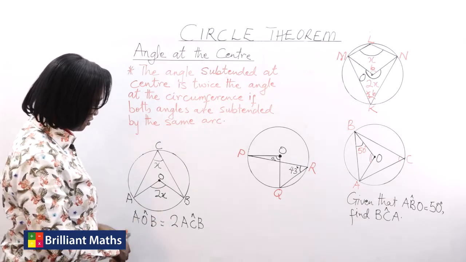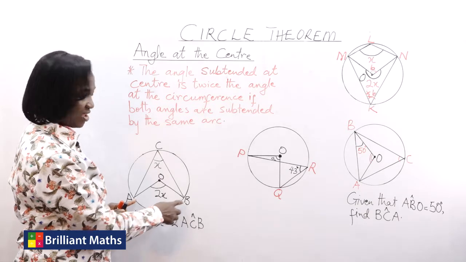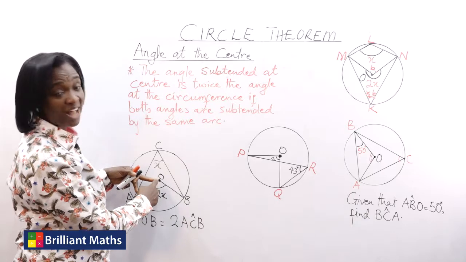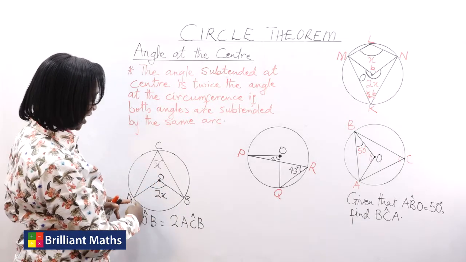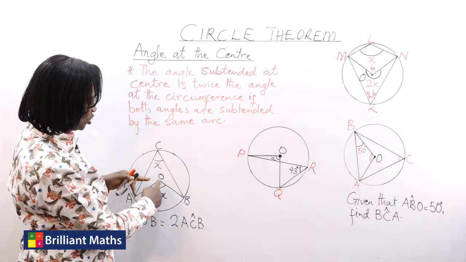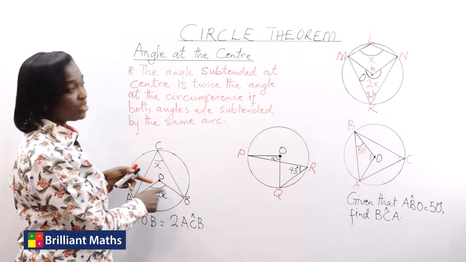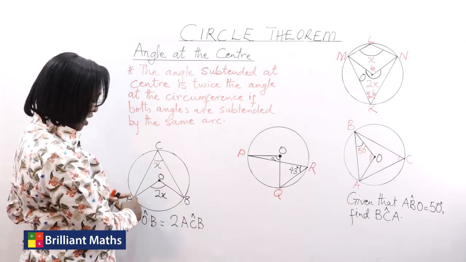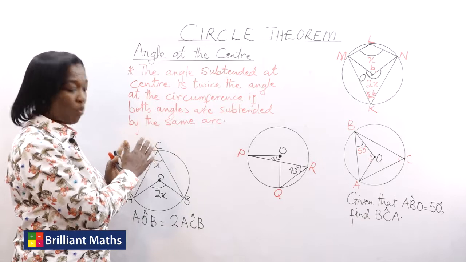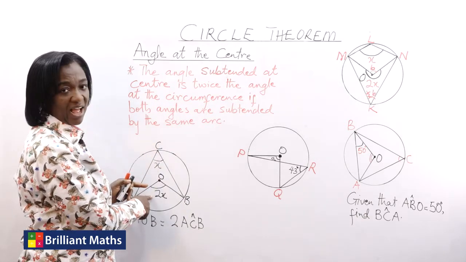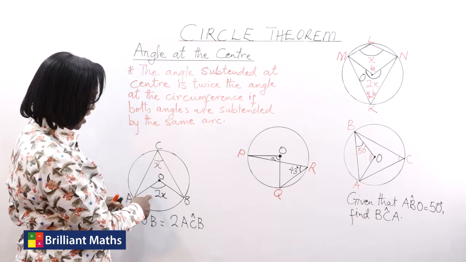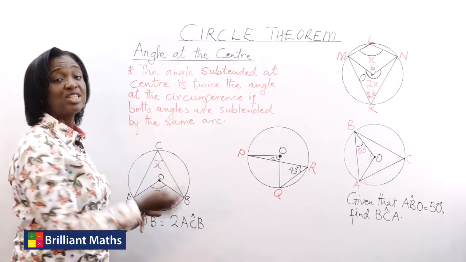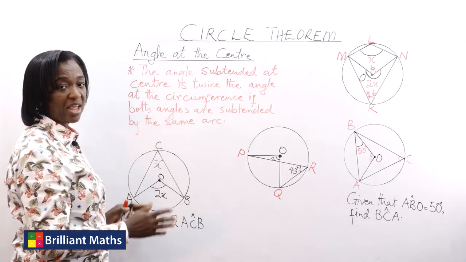We have the arc AB. As we can see, the arc AB forms the angle 2x at O. That means the arc AB subtends the angle 2x at the center. So the theorem is saying that any other angle subtended by AB at the circumference will be half that at the center. So that means that the angle at the center is twice that at the circumference, as long as they are subtended by the same arc.